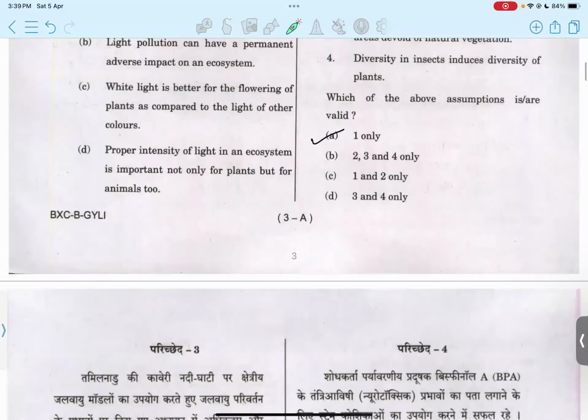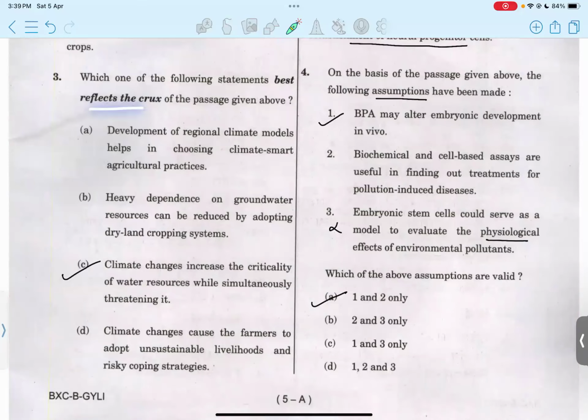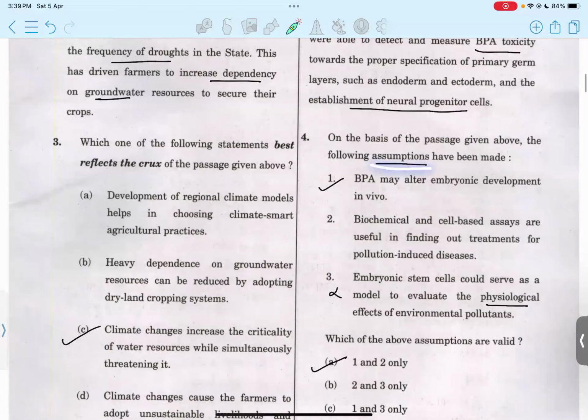Okay. Then moving on to question number 3. So to identify the crux. So here option C, that climate change increases the criticality of the water resources while simultaneously threatening it. Option C. Question number 4, we have to identify assumptions.